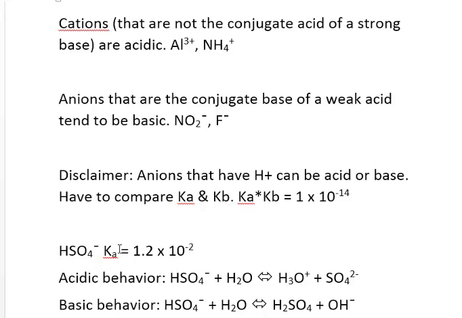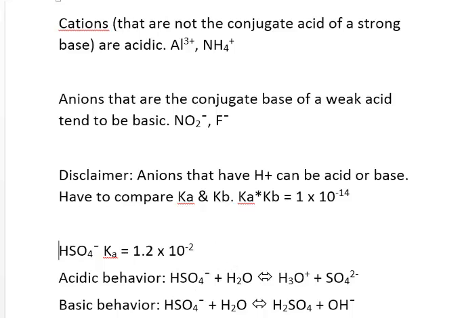But as an anion, it can act as a base as well as an acid. So let's take a look and remind ourselves of how ions can act as an acid or a base. If we're looking at hydrogen sulfate acting as an acid, it's going to donate its proton to water to form hydronium and sulfate. That's what this Ka is for.